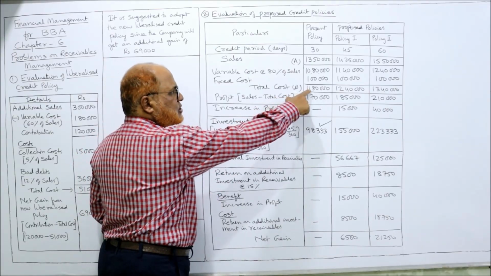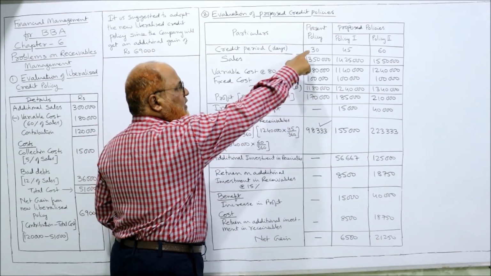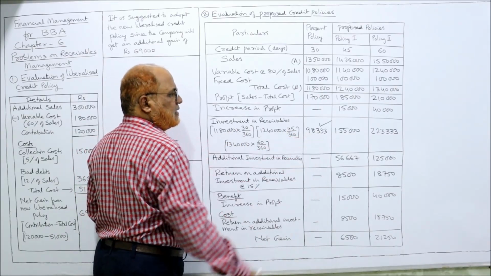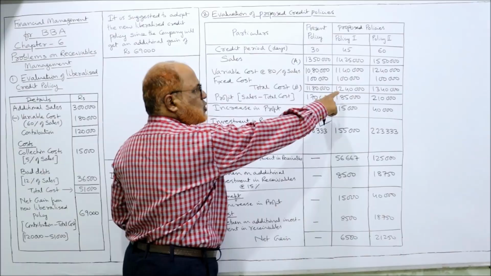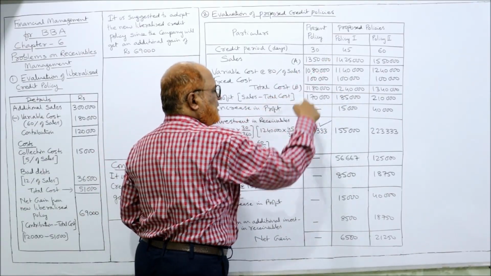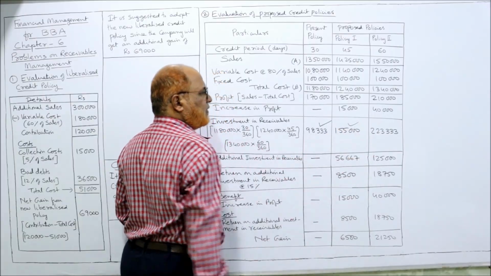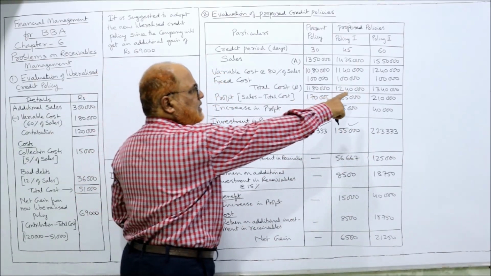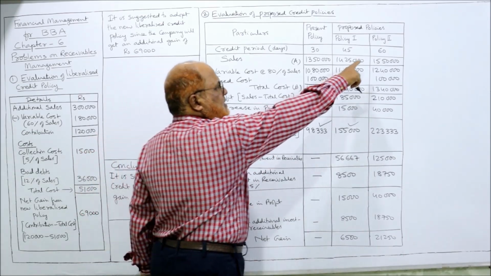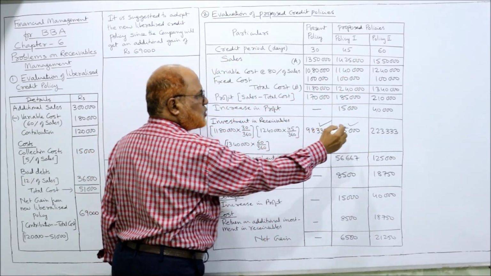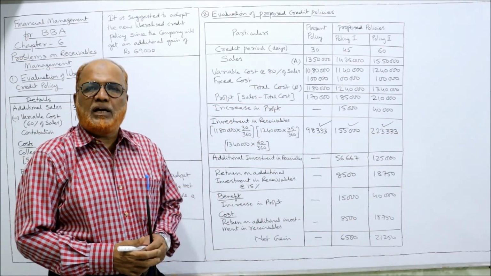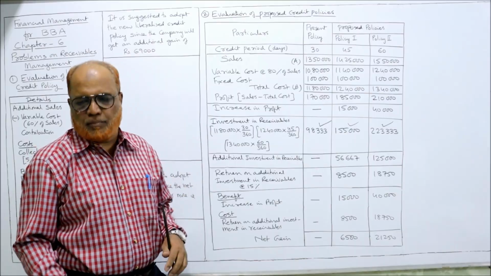11,80,000 is the total cost for 1 year. But we want it for 30 days. So 11,80,000 into 30 by 360, 98,333. First proposed policy, 12,40,000. So 12,40,000 into 45 by 360, you will get 1,55,000. Similarly, the last one, 13,40,000 into 60 by 360, 60 days. So you will get 2,23,333. We got the investment in receivables.